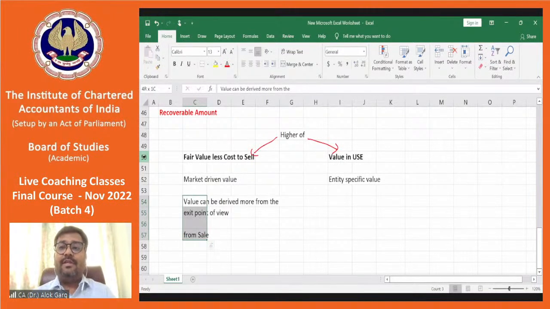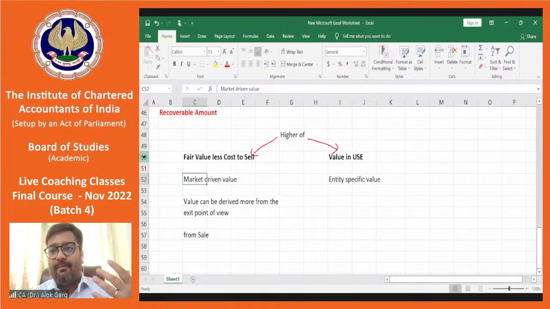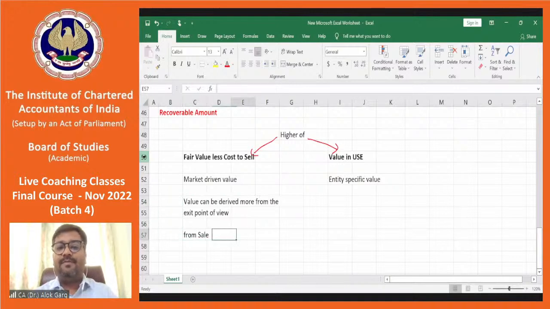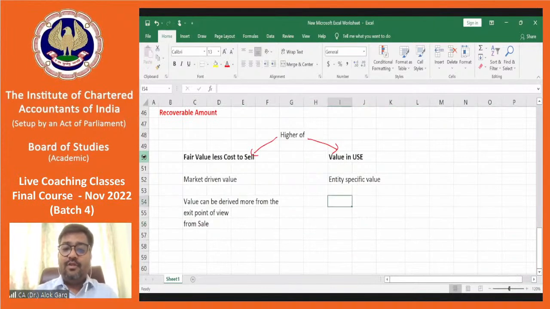And value in use includes the cash flow which arrives during the usage of the asset plus the terminal cash flow like scrap sale, right? So it includes the cash flow by using the asset plus cash flow by selling that asset at the end of its lifetime as a scrap sale or as a terminal cash, right? So I hope it is clear to everyone. Fair value is more from a market perspective. Value in use is more from an entity perspective. Fair value is derived from the exit point of view, from sale, but value in use is derived from the use, right?